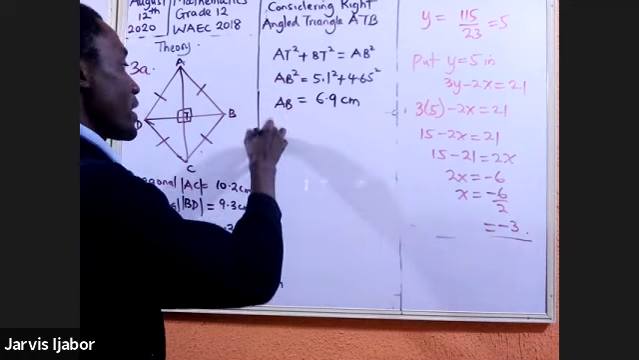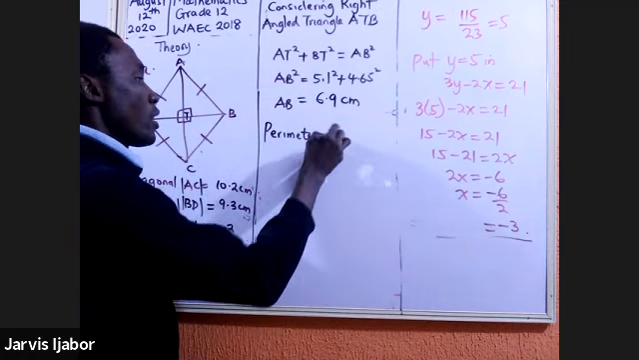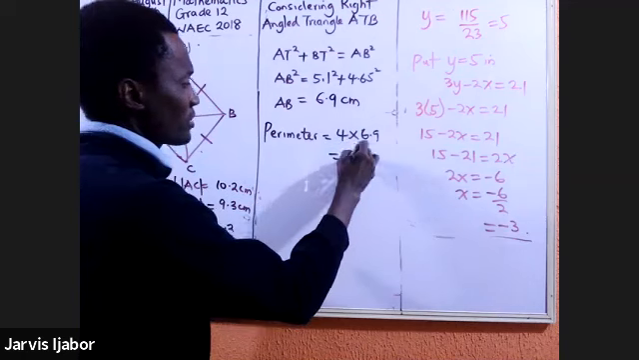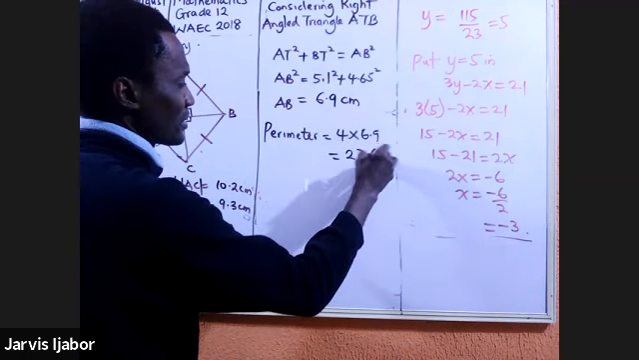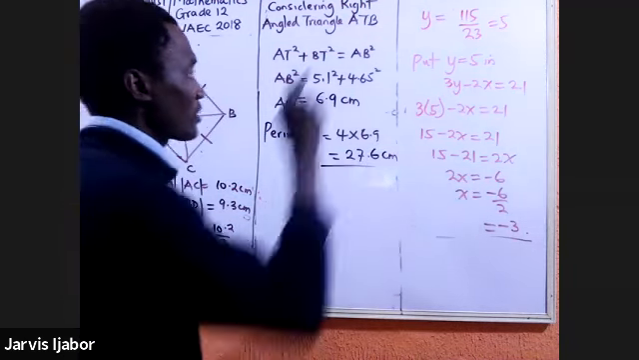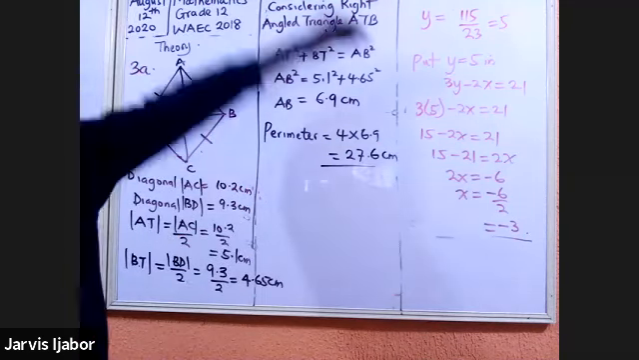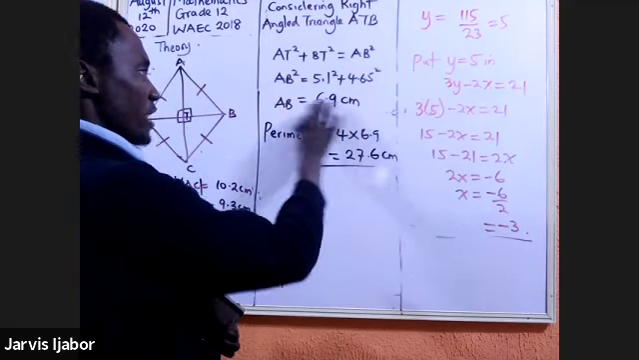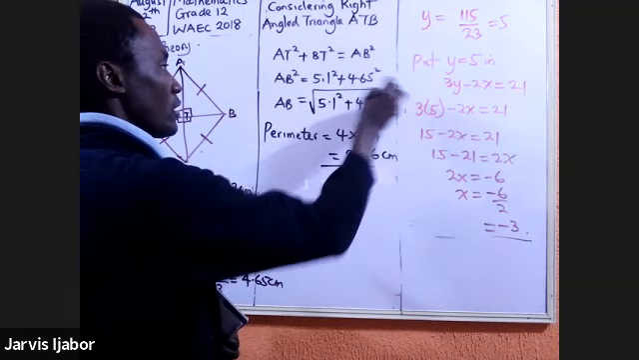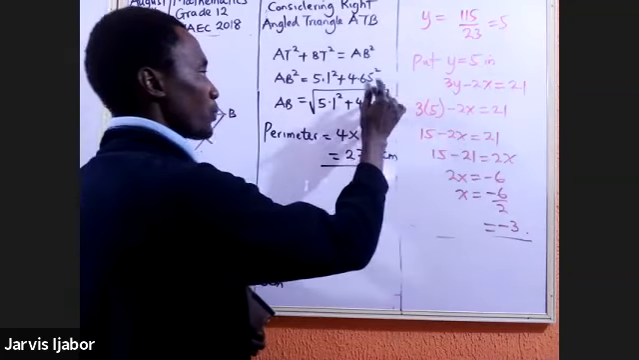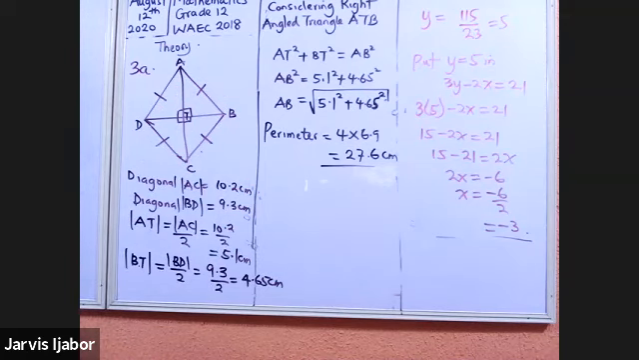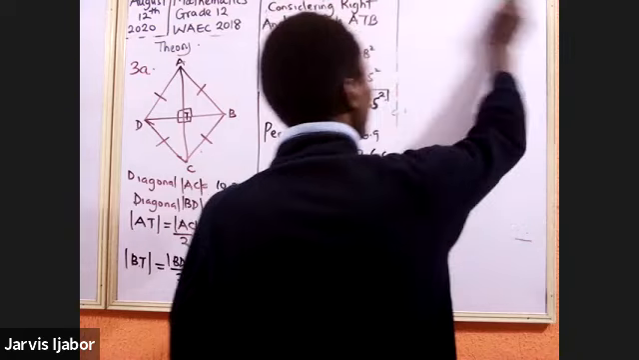Having gotten that, the perimeter will be equal to 4 × 6.9, and that will give you 27.6 cm. Now, is it correct to place one decimal place in that? I don't have a calculator, but I have ensured that I have not violated any process. So maybe I should have one line here that says 4 × 6.9. To use a calculator, you can just punch your calculator at this point to get your answer. That takes care of question 3A.